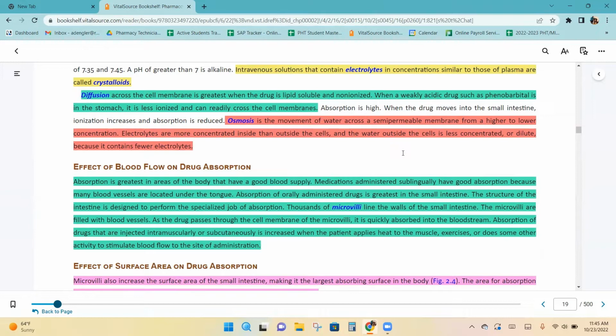Osmosis is the movement of water across a semi-permeable membrane from a higher to a lower concentration. Electrolytes are more concentrated inside the cells, and the water outside the cells is less concentrated, or dilute, because it contains fewer electrolytes.